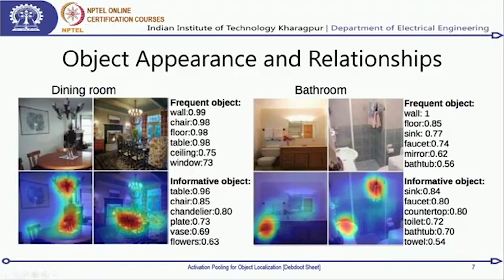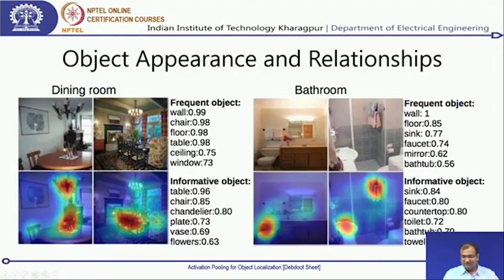So, similarly, if you look at the bathroom part over there, you would be seeing a similar kind of example where you have say the wall, floor, sink, faucet, mirror and bathtub, and then what is the relative frequency in which they keep on appearing over there.